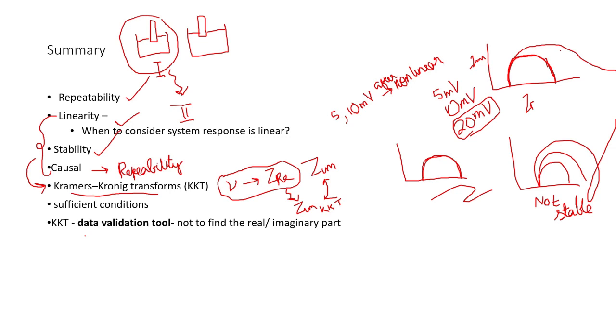One should understand that it's a data validation tool and it is not used to find the real and imaginary part. If I have the frequency and the real part, it will find the imaginary part and we can compare it with the experimental imaginary values, and vice versa. So it is actually used to validate. We cannot use it to find out the other part if we miss some data. That's what we saw first in the initial part of what is KKT. Any doubt?